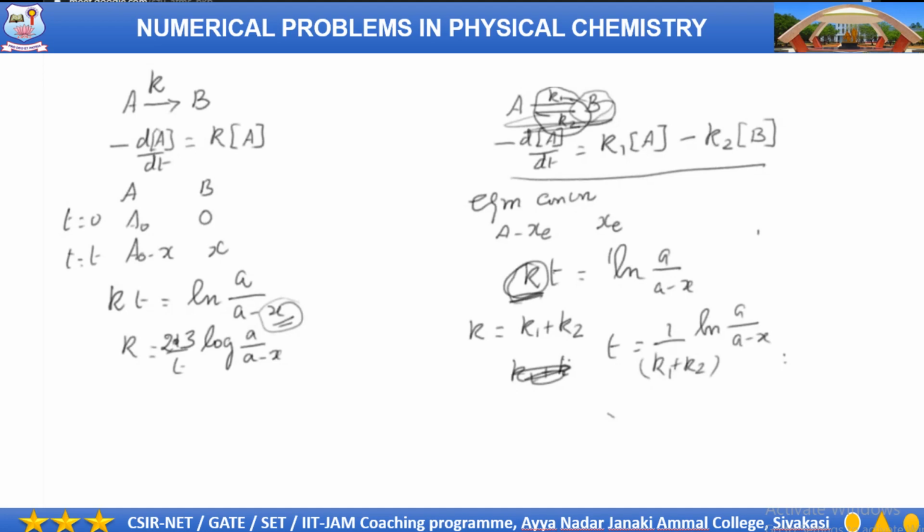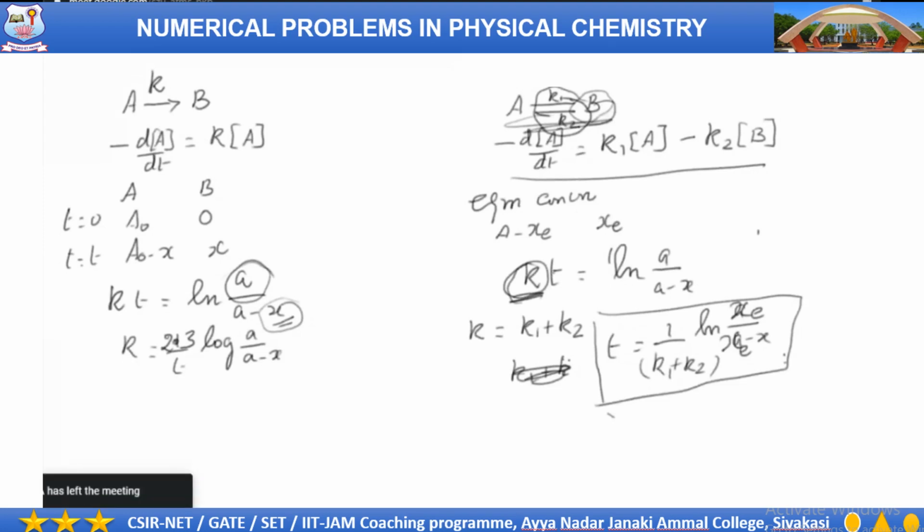And for this reversible reaction, I'm sorry, instead of A, here we are giving the maximum concentration XE, not A. Here for the equilibrium, instead of A, we are going to substitute the equilibrium concentration, because upon substitution and integration, you will get the final equation. Therefore, you can make use of this equation to calculate K1 plus K2 for the reaction, provided you are given the time taken for X moles to form, and the equilibrium constant. This and this and this are given.